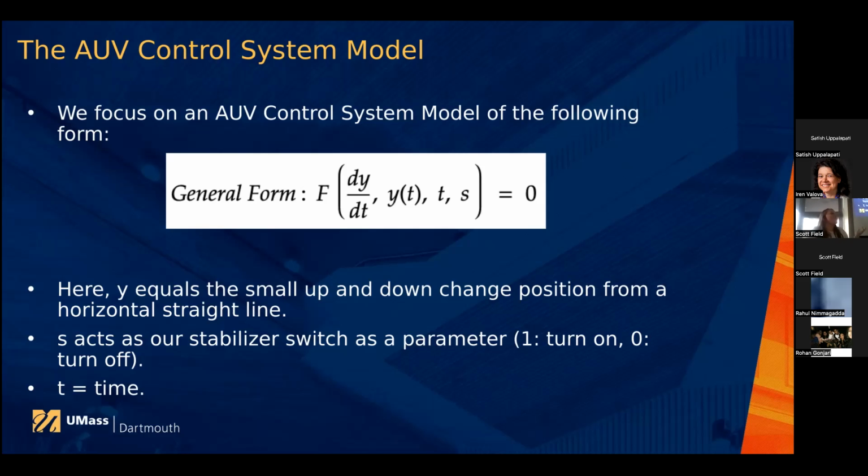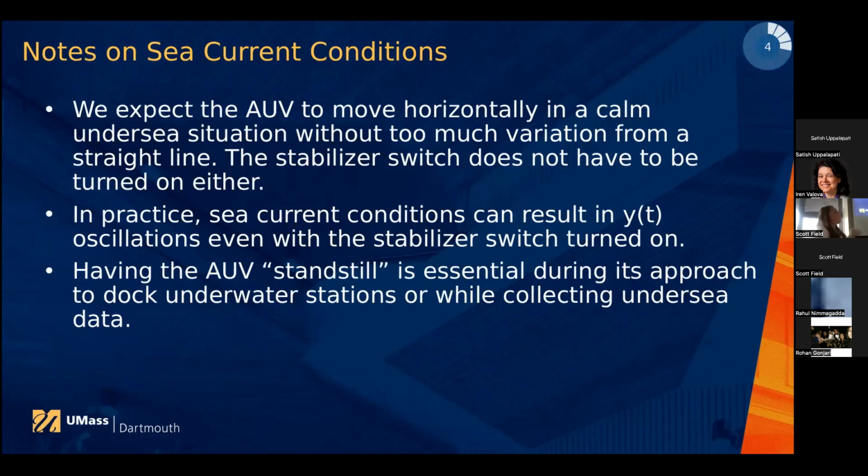So also in this equation, we have our stabilizer switch S, which can be turned on or off to try and stabilize our vehicle. So a little bit about sea current conditions. I'm not going to give you an oceanography background, but basically we expect our AUV to move horizontally throughout the water. Unfortunately, storms and different weather patterns can make that not possible. This obviously can hinder the performance of any mission, especially if we are trying to dock at a seafloor station and we can't get a stable enough vehicle, we won't be able to get any accurate measurements.